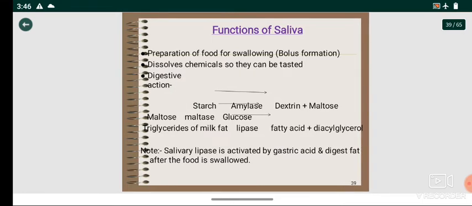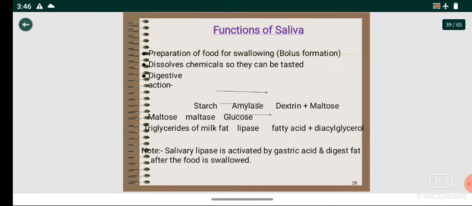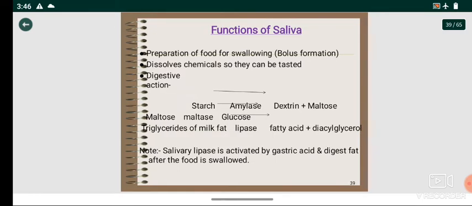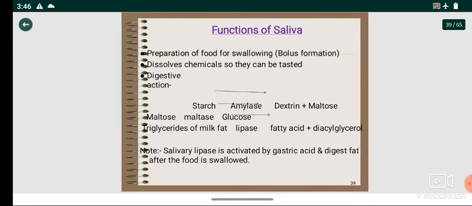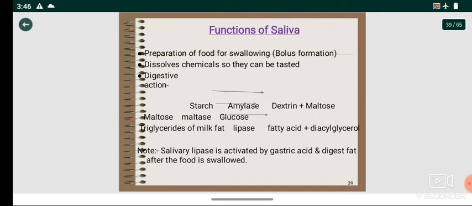Now digestive function. As we know that it contains some amylolytic and lipolytic enzymes, so it also has some digestive function. The digestion of carbohydrate starts from the mouth because it contains the enzyme amylase or ptyalin. Ptyalin acts on the starch, but the important thing is it only acts on the cooked food or the cooked starch. When the amylase or ptyalin acts on the starch, it converts the starch into dextrin and maltose. And then maltose is acted upon by the maltase, which is also present in saliva, and converts the maltose into glucose.